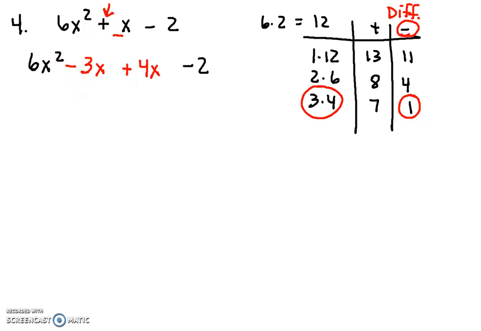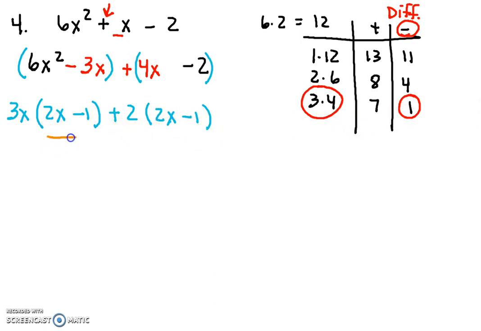the negative. And again, I have 4 terms now, so I can try grouping. Group the first 2, group the second 2. So what's common in the first set of parentheses, it looks like I can factor out a 3 and an x, and that will leave me 2x minus 1. What's common in the second one, looks like I can factor out a 2, and that will leave me 2x minus 1.